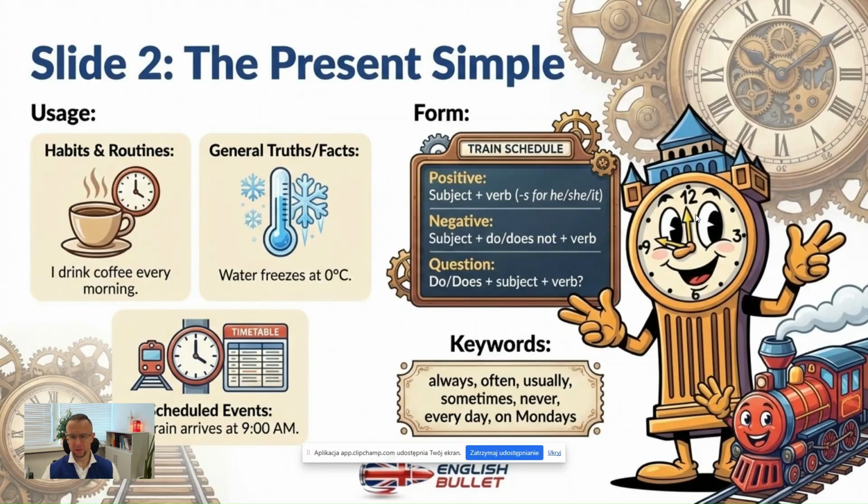The keywords, the words that pretty easily indicate which tense should be used, are always, often, usually, sometimes, never, every Monday, on Mondays, every day. It describes something that happens often, that happens regularly.